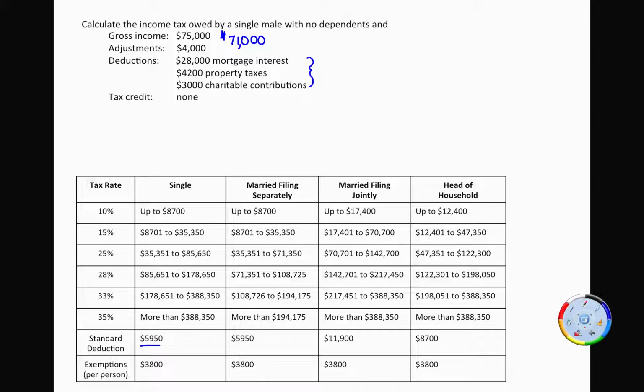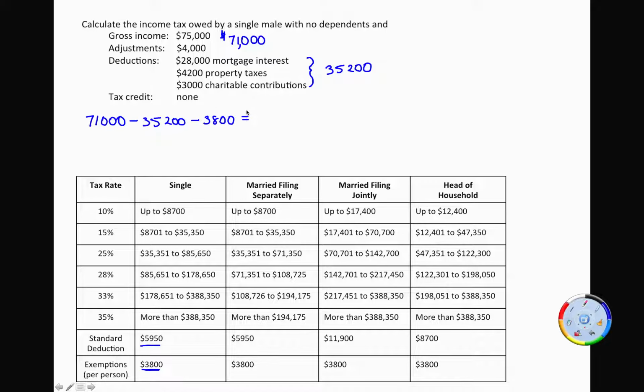Yeah, I'm glad we double checked that. $35,200. Okay, so his deductions, he has $35,200 worth of deductions. I get to take that off of the $71,000, right? So I have $71,000. I'm going to take off his $35,200, and I get to take off his exemptions, right? Since he's single, no dependents, he only gets the $3,800 for himself.